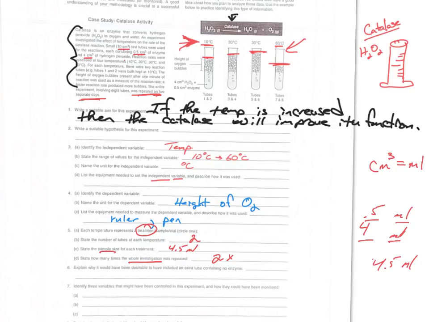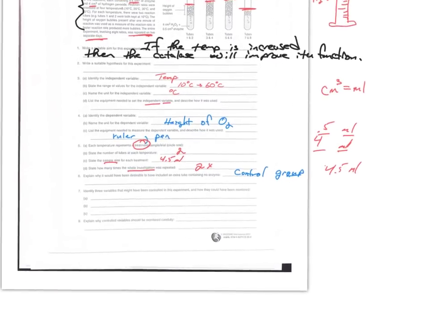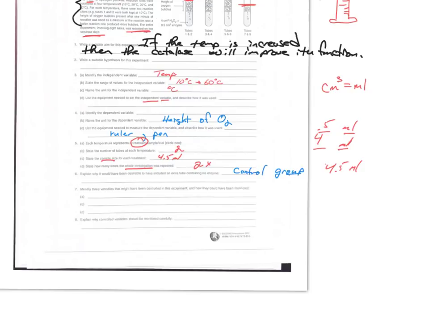Explain why it would have been desirable to have included an extra tube containing no enzyme. Well, I hope by this point you can talk about a control group. Why would it be important? So that you can show that the bubbles don't appear when there's no enzyme. That's key. That shows you that the catalase is what's allowing the bubbles to form. It's your control. So the no enzyme would be your control group.